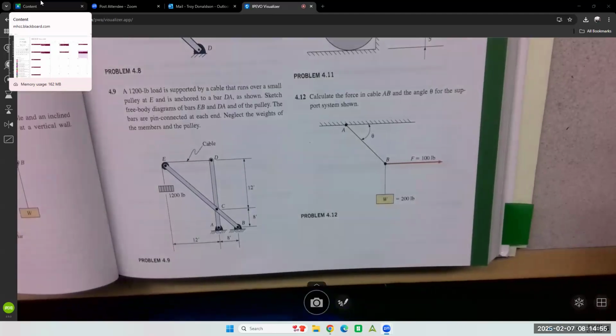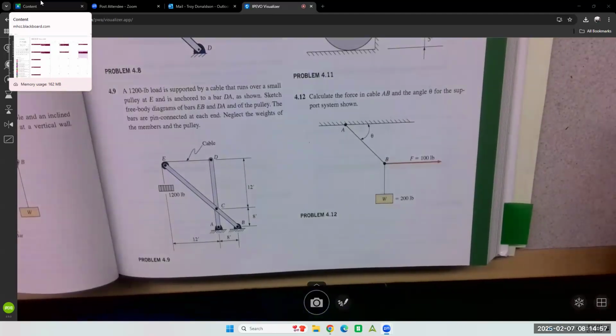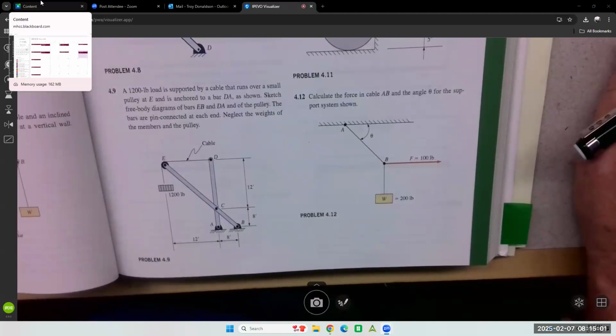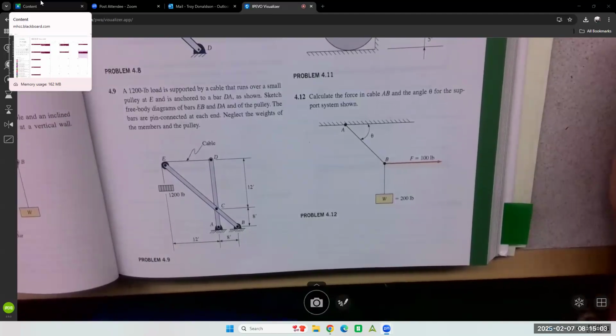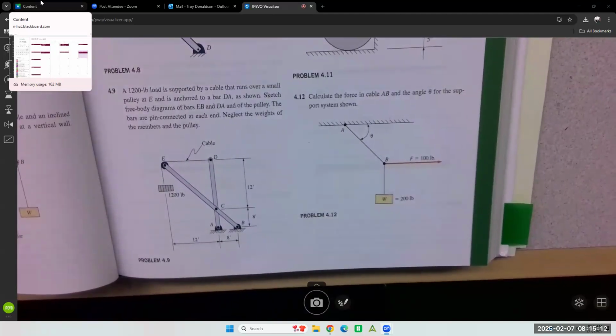All right, it says calculate the force in cable AB and the angle theta for the support system shown. So we've got to draw a free body diagram. I already gave it away. How are you going to draw the free body diagram? You draw it at point B, right? Point B's got to be in equilibrium.